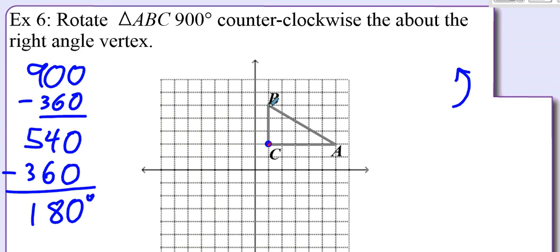So we're taking our shape, we're rotating at 180 counterclockwise, and we're supposed to be holding that point C. It's supposed to be the still point, right there. So this becomes A prime, and this will be B prime.